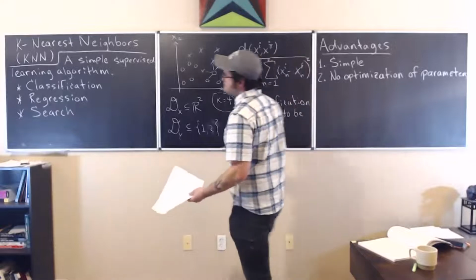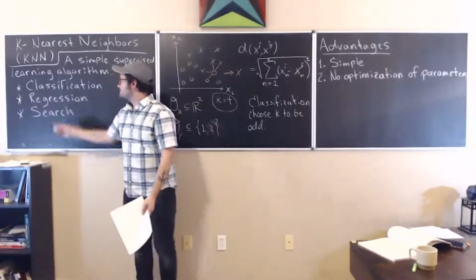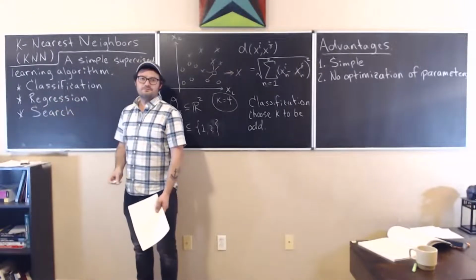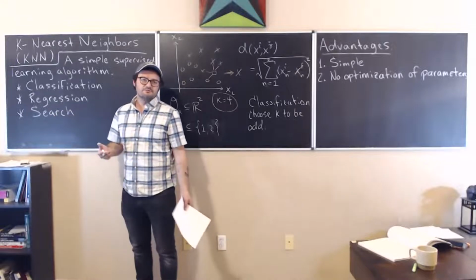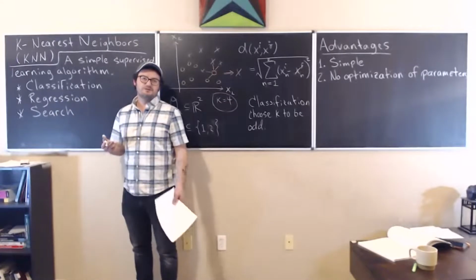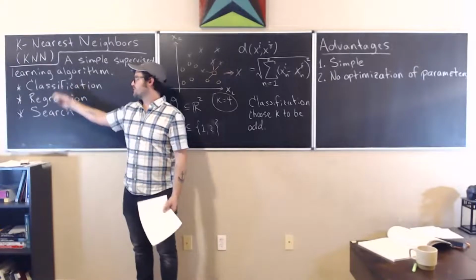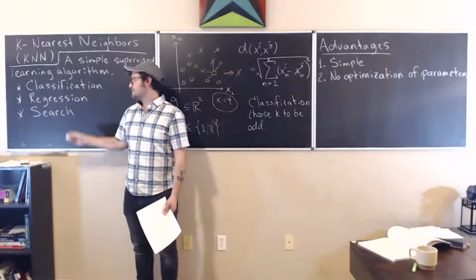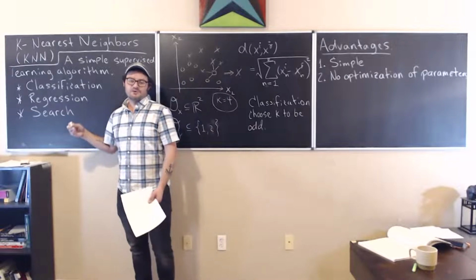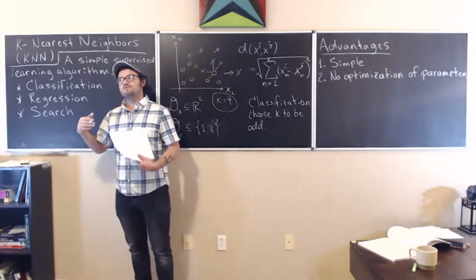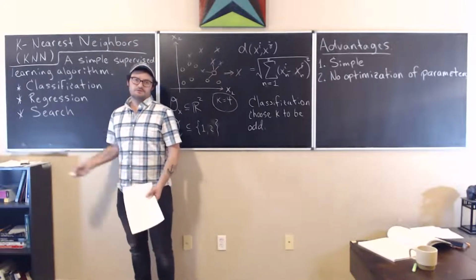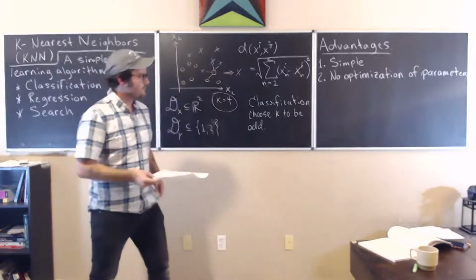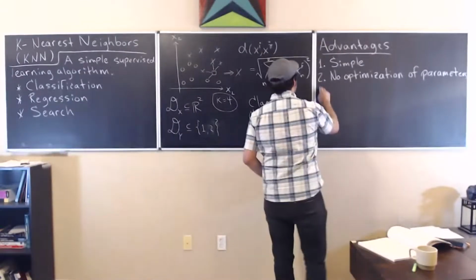And three, this algorithm is easy to use for both classification and regression. There are no major changes that you need to make in order to switch from classification to regression. And it has this added benefit of search, or maybe recommendations, that we can also apply it to. So what are the disadvantages?